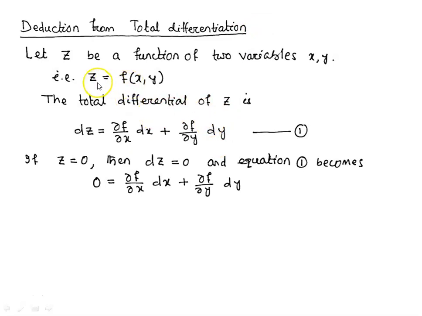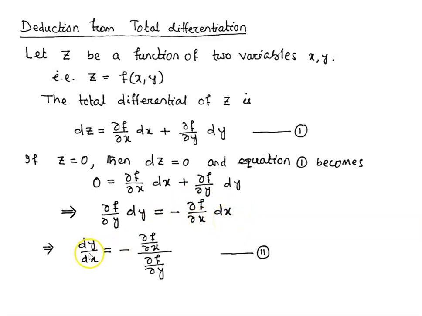If z is equal to f(x, y) and z is equal to 0, then obviously dz is 0. And equation 1 becomes 0 is equal to partial derivative of f with respect to x into dx plus partial derivative of f with respect to y into dy. That means this expression can be written as del f by del y into dy is equal to minus of del f by del x into dx. From this expression, we can find out dy by dx. So dy by dx is equal to minus del f by del x divided by del f by del y.